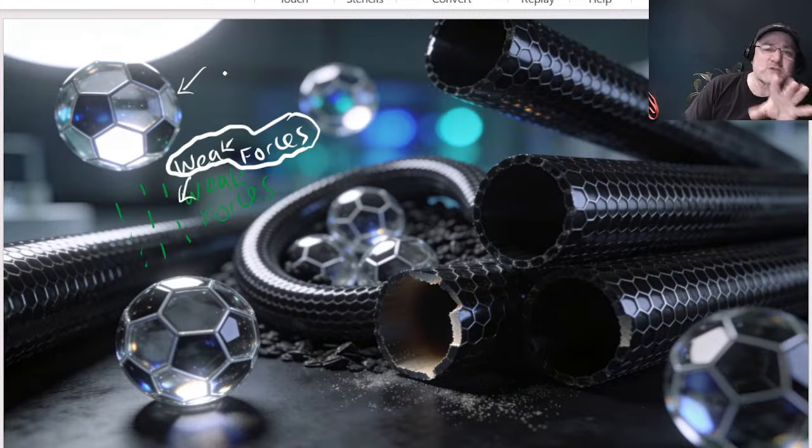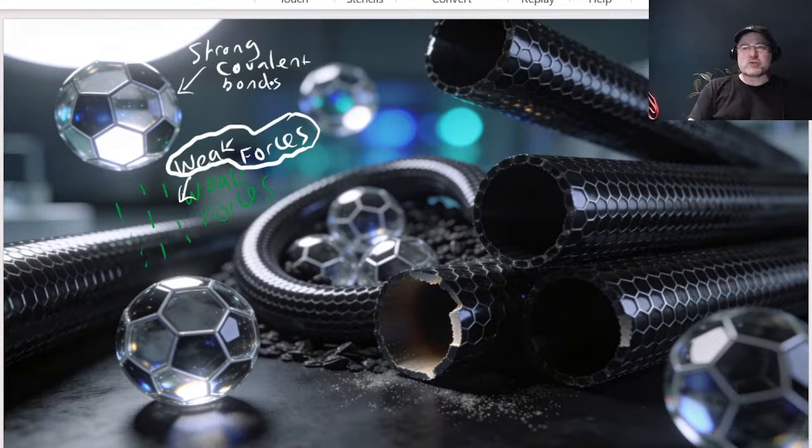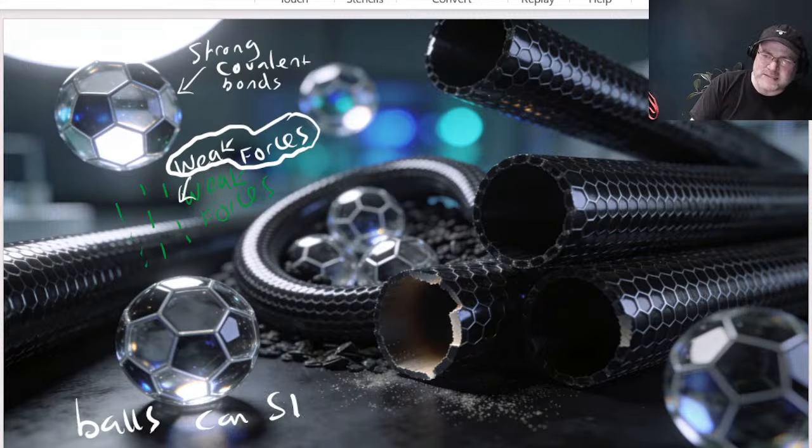But yeah, they got weak forces here. However, don't get it twisted. These are strong covalent bonds. Covalent bonds are very strong, only beaten by ionic bonds. Strong covalent bonds there, but there's weak forces between them. So that means the balls can slide. What we want to say is the balls can move around each other. Balls can slide around each other.